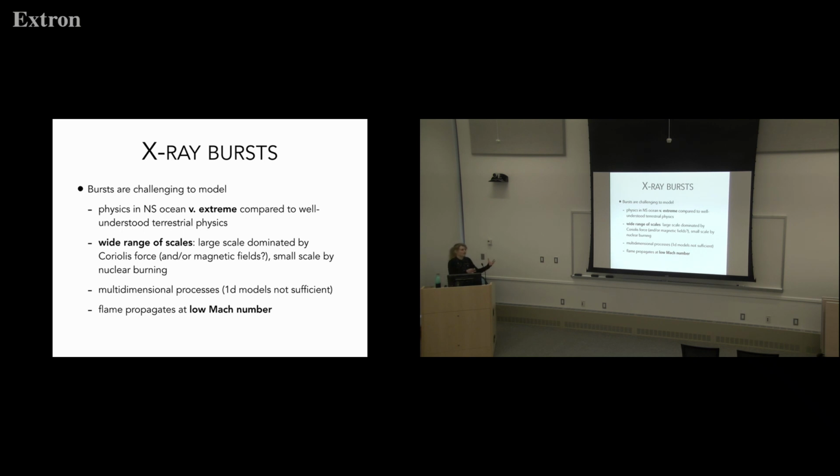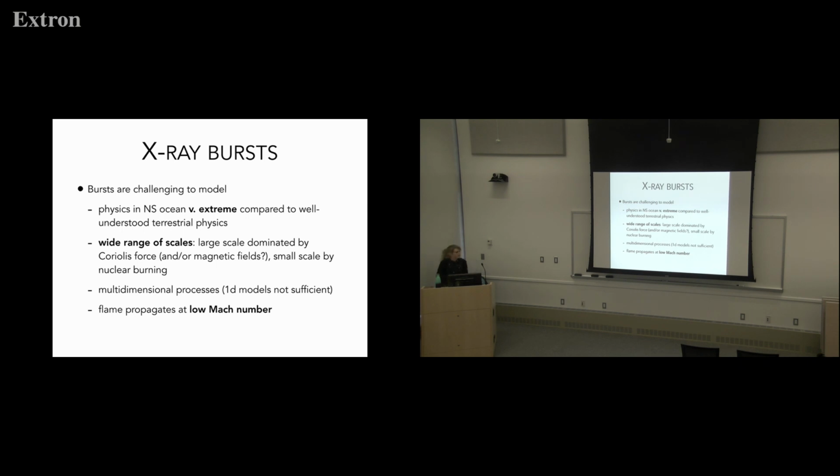Okay, so yes, we see lots of differences. The physics itself is very extreme, so it's very unlike terrestrial physics, which is a lot better understood. There's a wide range of scales for these things as well. Not only do we have to worry about the large-scale dynamics, on the scale of the entire ocean of the neutron star, but we also have to worry about very small-scale stuff, like the actual nuclear burning itself. So we're modeling from the scale of kilometers all the way down to centimeters, and this is really challenging to do computationally.